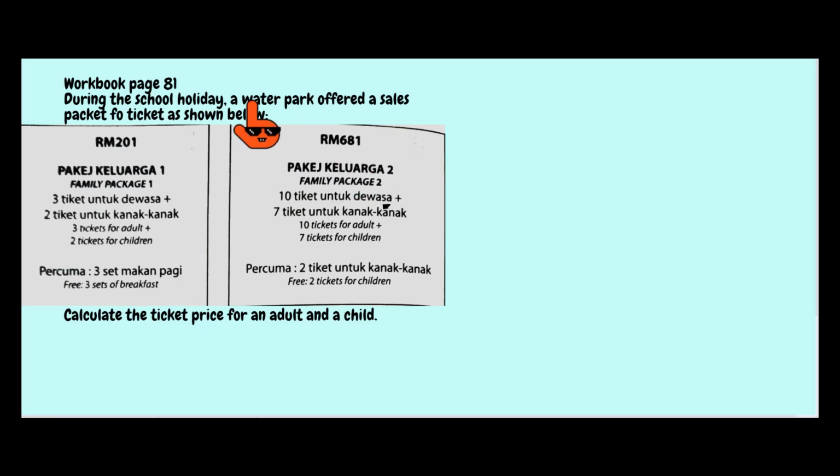Okay, we are going to solve the problem on workbook page 81. The school volunteer at the water park offers sales packets of tickets as shown before. The first packet is 201 ringgit, which is a family package, meaning three tickets for adults and two tickets for children.